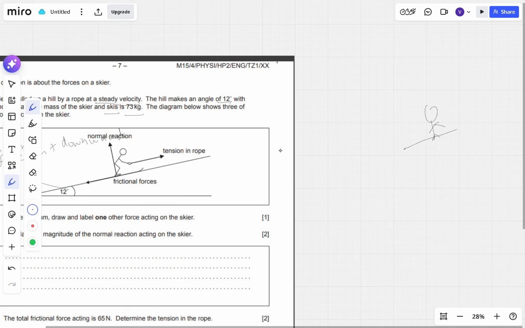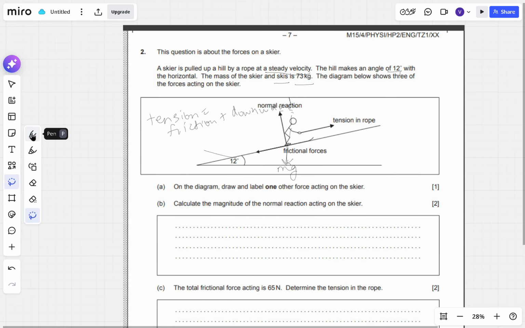So where we're talking about the 12-degree angle, this is going to be the normal reaction force. This is going to be the friction, and this is going to be mg. Now there's going to be one other force acting. This will be the weight, which is the downward force. So we're just going to draw and label this as mg. Preferably it should be the same length. This is a bit condensed, but this is approximately what it's going to be. So this is our 1 mark done. This would save us 1 mark for our answer.